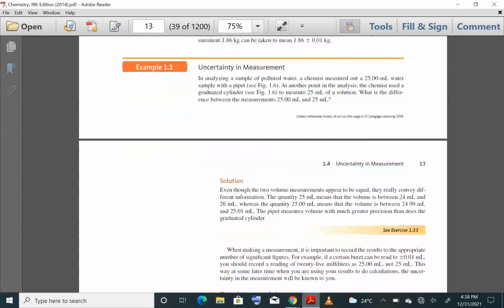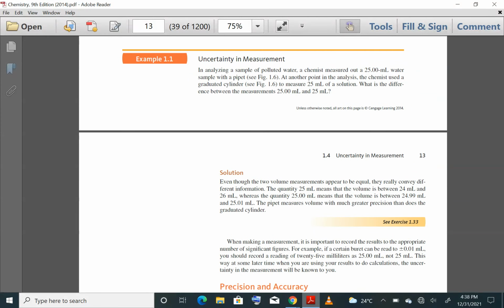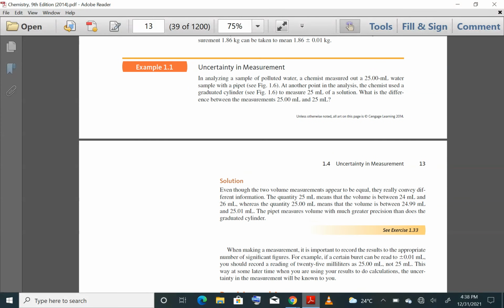So now let's look at this concept, this particular example. You see uncertainty in measurement. In analyzing a sample of polluted water, a chemist measured out 12.00 ml water with a pipette, and at another point in the analysis, a chemist used a graduated cylinder to measure 25 ml of a solution. What's the difference between the measurements? So here we are trying to assess, right? When you use a pipette it goes into details. It gives you a lot of certainty and a high degree of certainty.